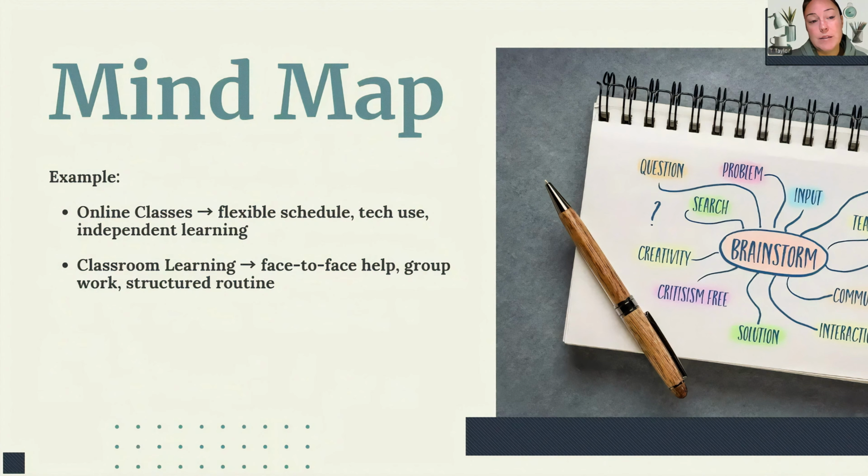And you could put in there online classes, you could put in classroom learning. If you were to put online classes, you'd have a branch out from there saying flexible schedule, and then you'd have one saying tech use and another saying independent learning. And likewise, if you had classroom learning written down, you could branch out and put face-to-face help, and you could add another branch from there for group work and another branch from there for structured routine.